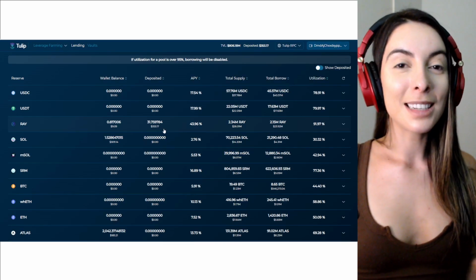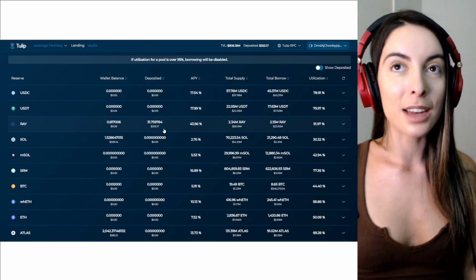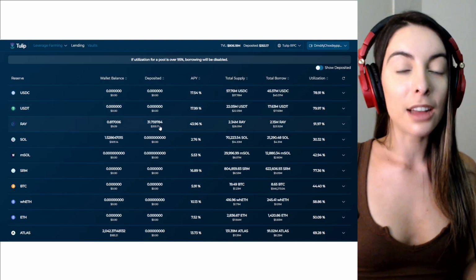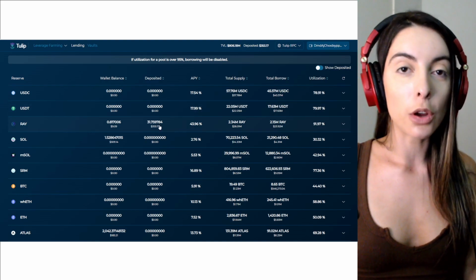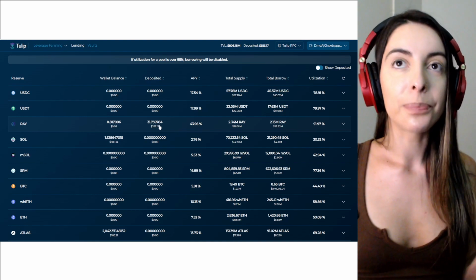Okay, so let's look at the lending feature on Tulip because it's by far the easiest to use and understand. It's as simple as depositing the token that you want to lend out and then earning an APY on that token. But there are two things that you need to know about using the lending feature.